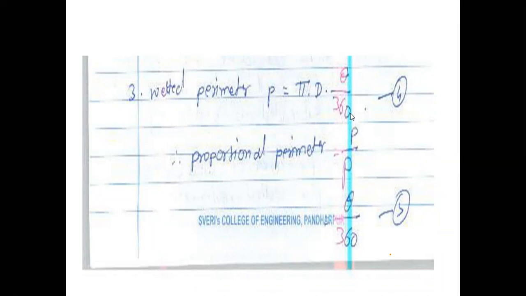Proportional perimeter in the sense, the weighted perimeter when the circular sewer is running partially full, that is small p, upon capital P, when the sewer is running full. So small p upon capital P equation will be pi d into theta upon 360 divided by pi into d. Okay, pi d gets cancelled, and the final equation for the proportional perimeter will be theta upon 360. Okay, are you getting?